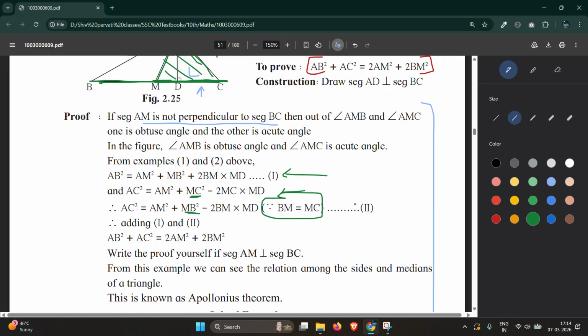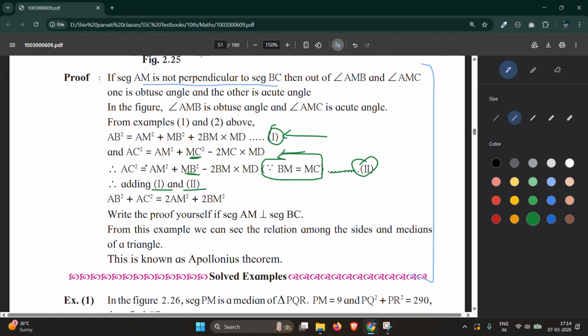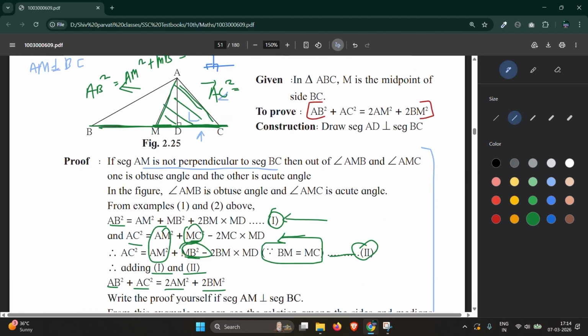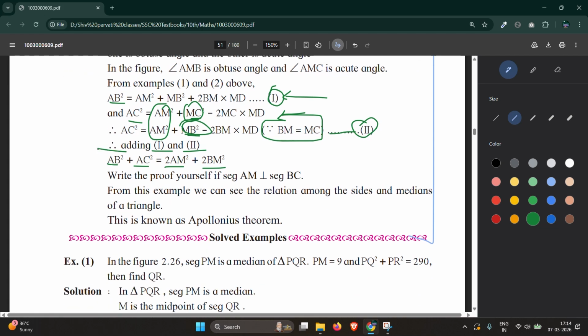Now we consider this the second equation and this the first equation, and we are going to add these two equations together. So we add them, and what we get is AB squared plus AC squared is equal to 2 times AM squared plus 2 times MB squared, because MC we substituted as MB. So this is again the result that we wanted.